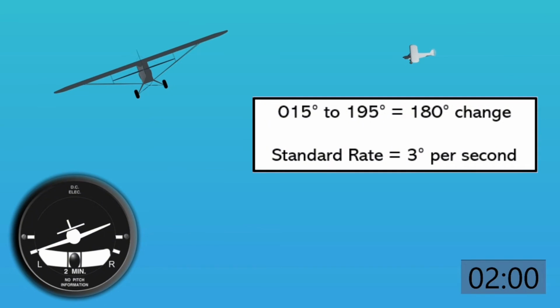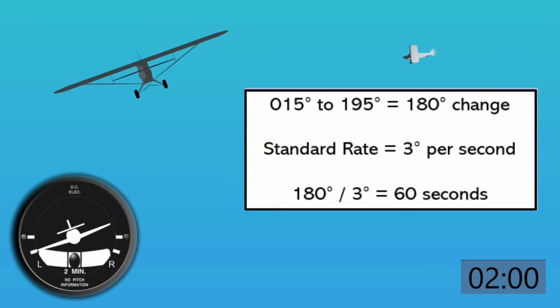We simply divide 180 degrees, which is our total change of heading, by 3 degrees per second to get 180 divided by 3 equals 60 seconds or 1 minute. So it would take you 1 minute to turn from 015 to 195, or a turn of 180 degrees, when turning at the standard rate.